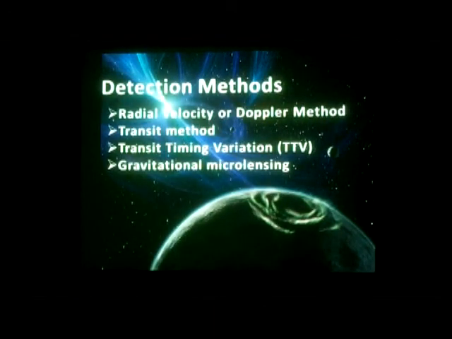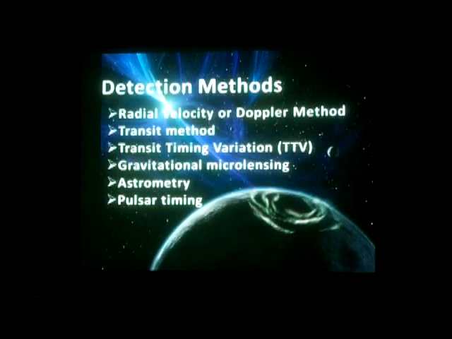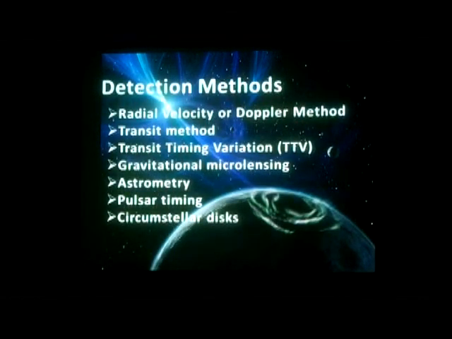There's something we talked about earlier called gravitational microlensing. Astrometry is the best way I know how to pronounce it. If anybody knows a better pronunciation, please let me know. We also have this really interesting thing called pulsar timing, and we have circumstellar disks, which are all very, very interesting. All right, I hope my animation's going to work here. Oh, good, it does. Okay. I'm not great with PowerPoint, so I had to fight with a few things today.